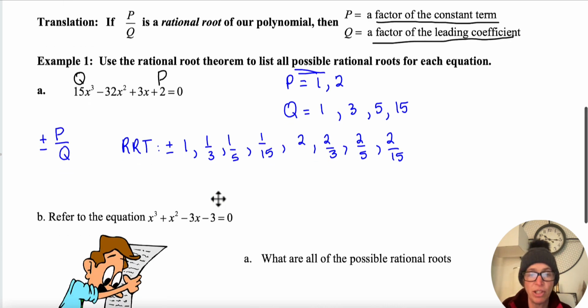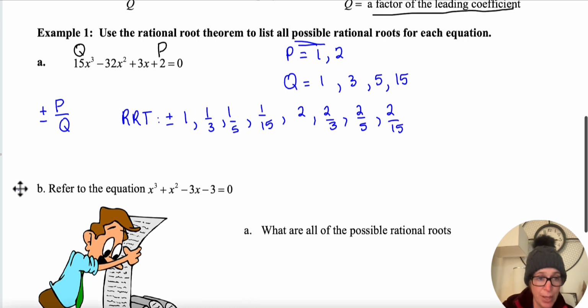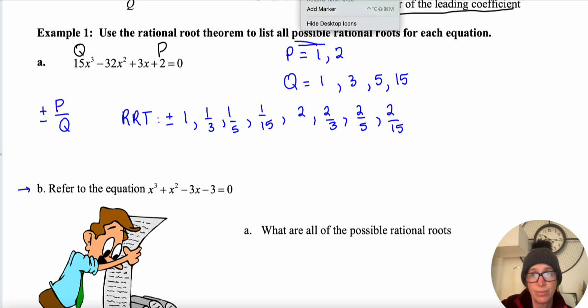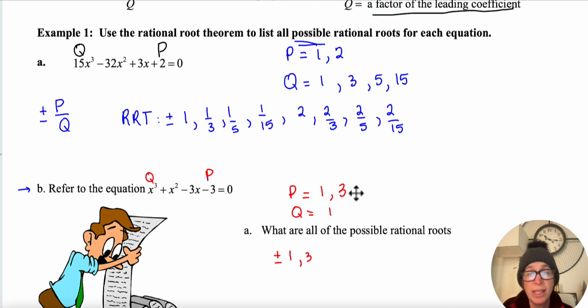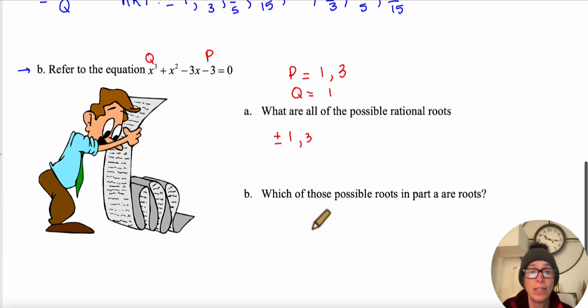All right, so let's try. You try. I want you to try B, list the possible roots, and then come back. Okay, so this one was much easier. The possible roots could have been 1 and 3, plus or minus 1 and 3. Okay, so then it says, which of those possible roots in part A are roots?